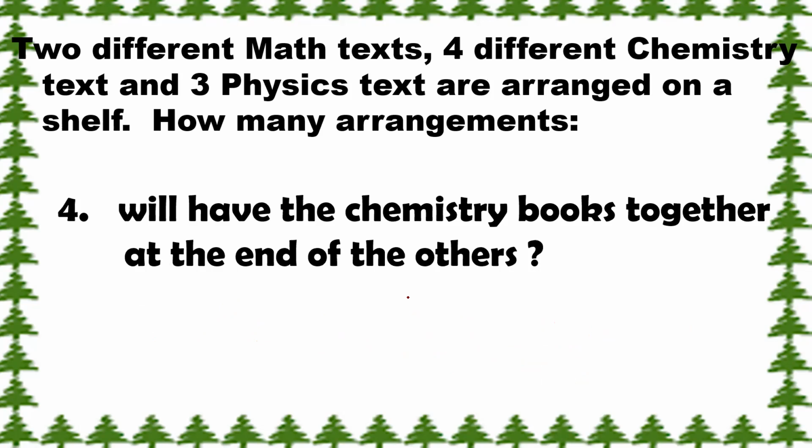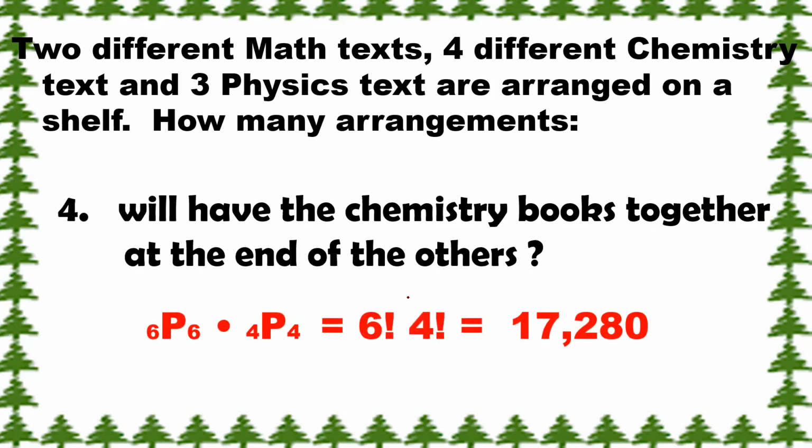Paano naman if the chemistry books are grouped together? So kapag binilang natin sila, that's 2 plus 3 plus 1, that's 6. Kaya tayo merong permutation 6 taken 6 at a time. Then of course, the chemistry books, they have their own arrangement. Pwede sila magpalit-palit. So that's 4 taken 4 at a time.